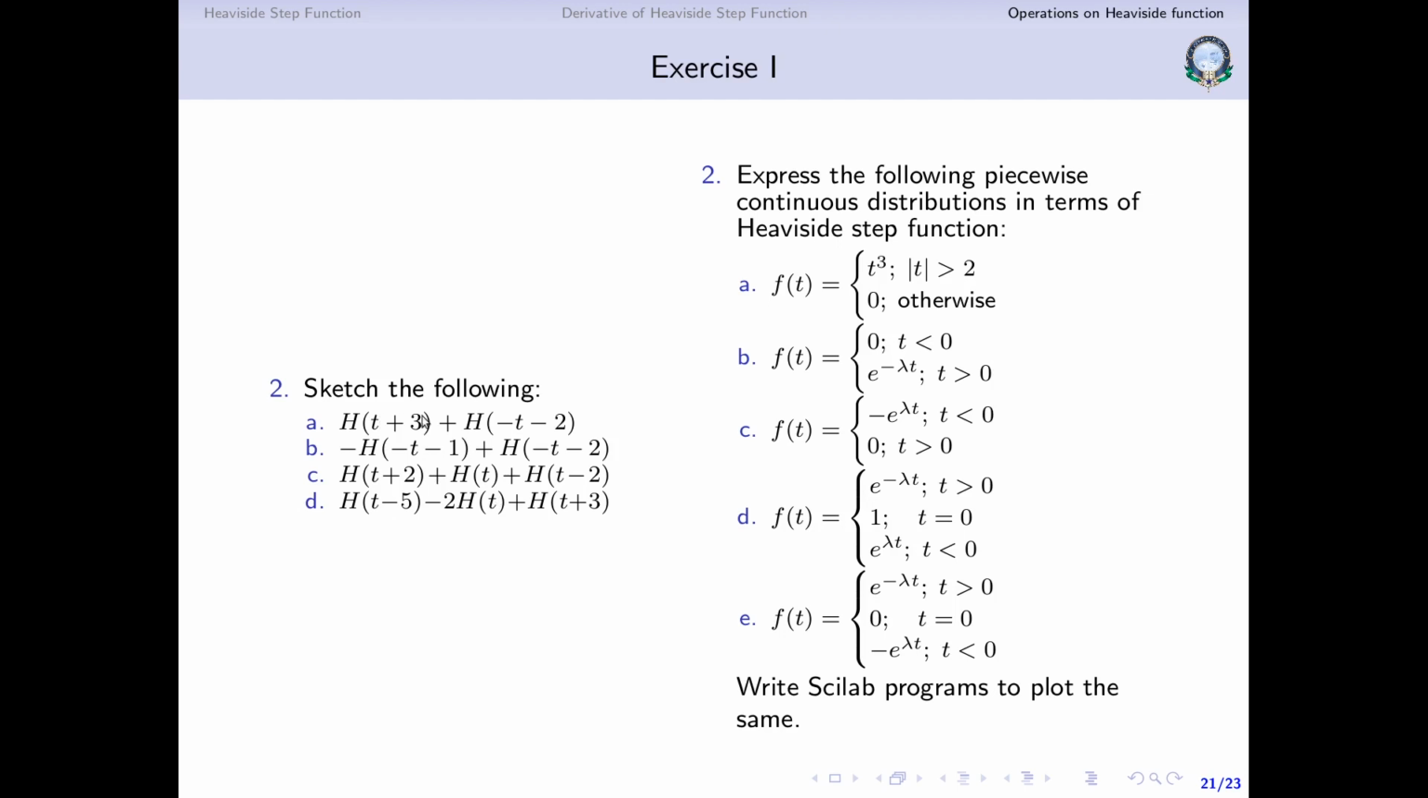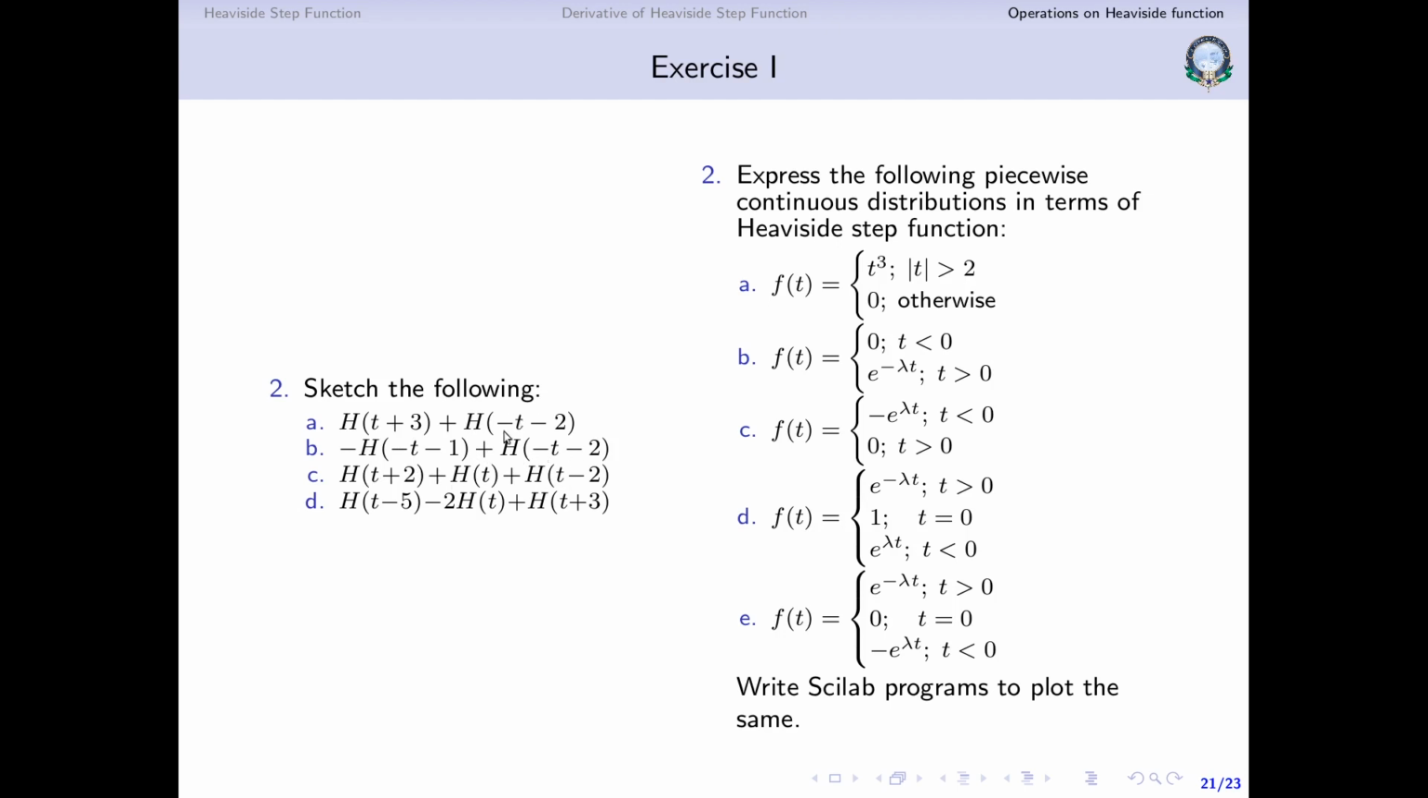Then the second exercise, it's really fun. All you have to do is just sketch these. So this combination, we have a combination of two Heaviside step functions. You just need to draw how it will look. Similarly, this is a combination of two Heaviside step functions. Just draw how the combination looks. Now this is a combination of three Heaviside step functions, so just extend the ideas.